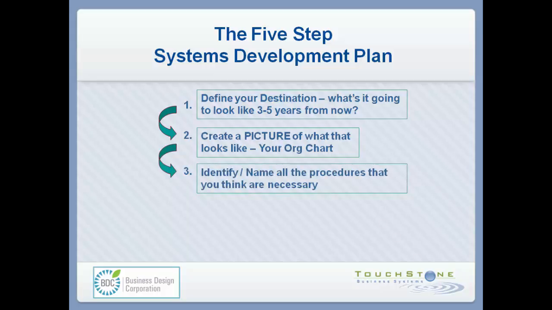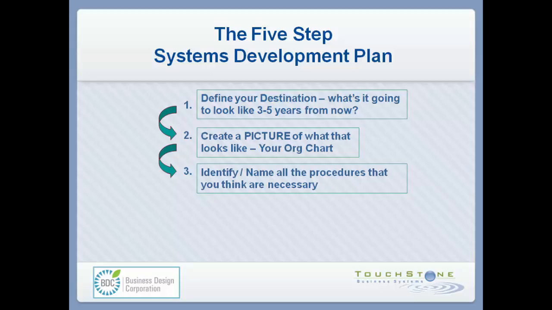Step number 3, identify or name the procedures that you think are necessary in that future organization. How will you generate sales? How will you deliver on the promises you made in the sales process? What back office procedures are going to be going on behind the scenes, like hiring, firing, payroll, invoicing, collections, backing up the computers, all of the administrative and financial activities? How will you guide and manage the business from where you are today to where you want to get to?